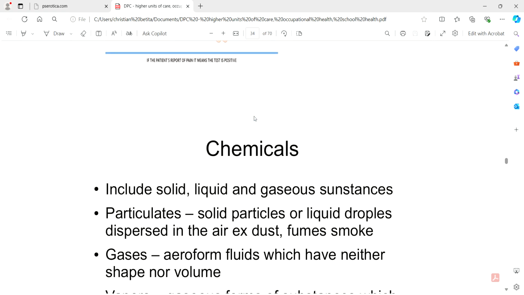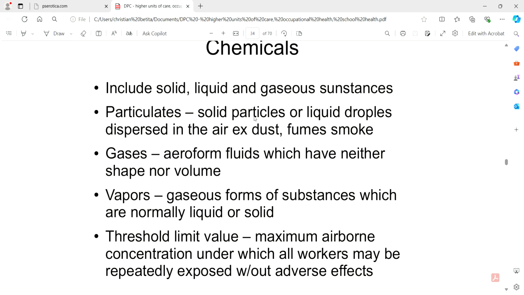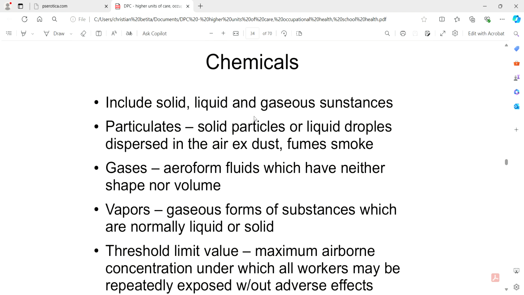Okay. So chemical hazards include solid, liquid, and gaseous substances. And sources of chemical hazards include particulates, which are solid particles or liquid droplets. If you've been to Korea, yung fine dust na sinasabi nila, that's an example of particulates. And these are particularly dangerous. Okay? Yung fine dust na yan can cause lung pathologies.